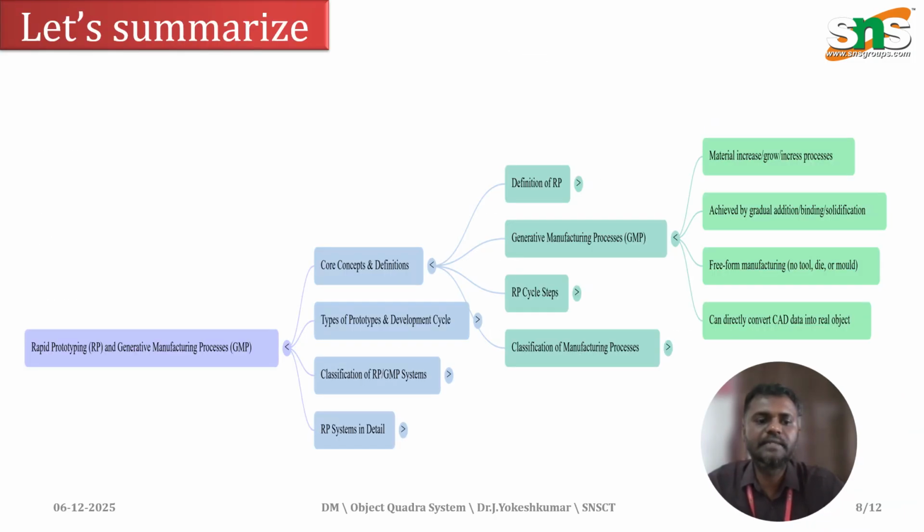So let us summarize the activity. Rapid prototyping is also called a generative manufacturing process. We can have a basic core concept and definitions. Under this generative manufacturing process, we can have data storage and retrieval systems.